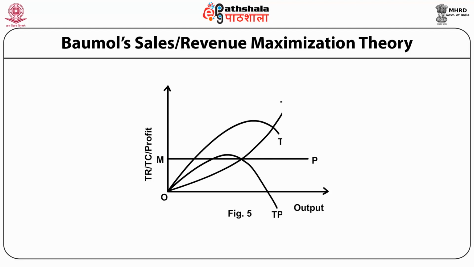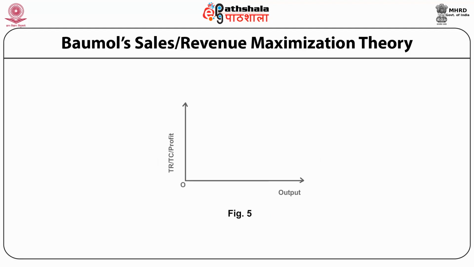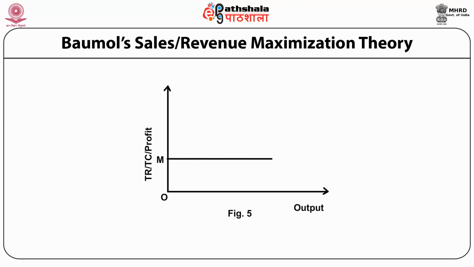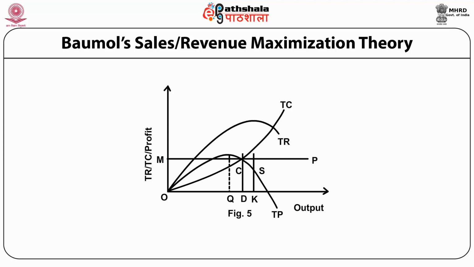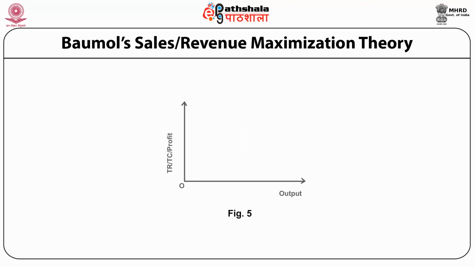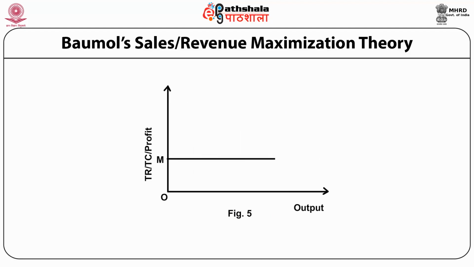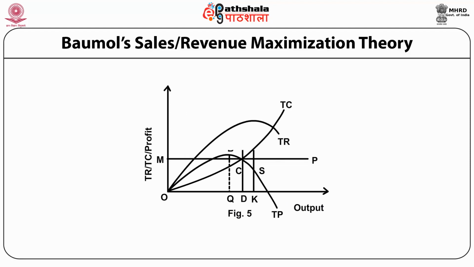The profit is maximum at OQ level of output at point B of the total profit curve. But the firm wants to maximize sales, not profits. The output point at which sales are maximized is OK. At this point, total revenue is KL, which is maximum at point L of the TR curve. Therefore, sales maximization output is OK, while profit maximization output is OQ.